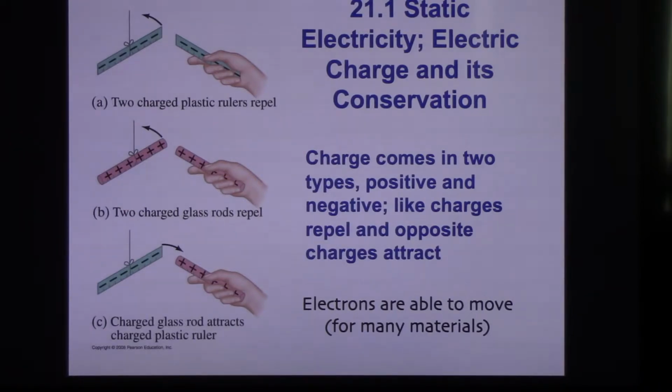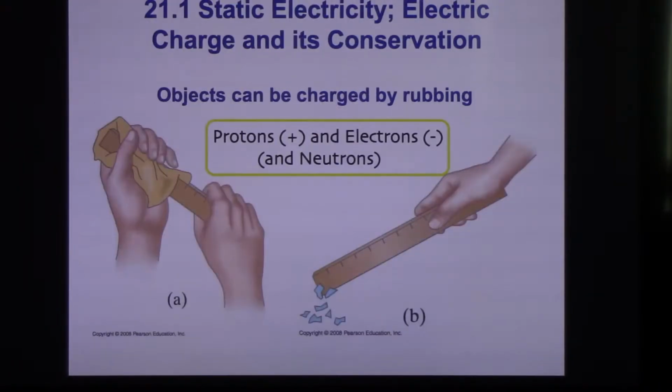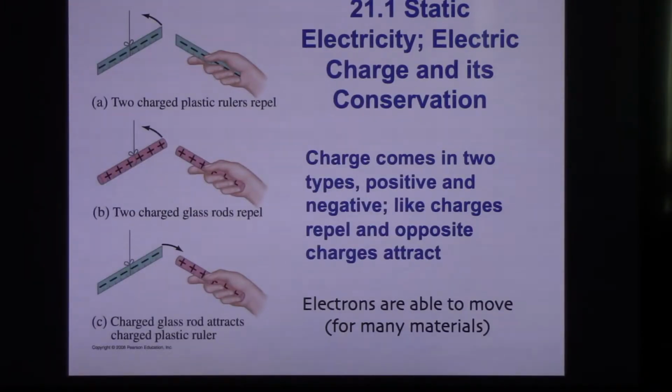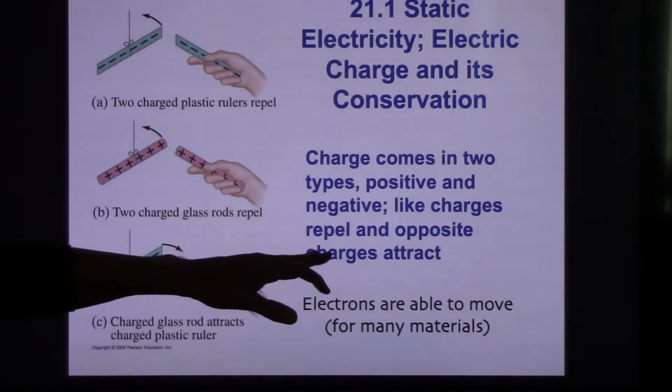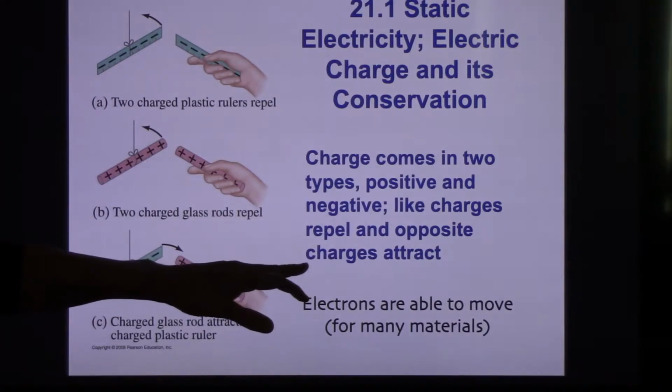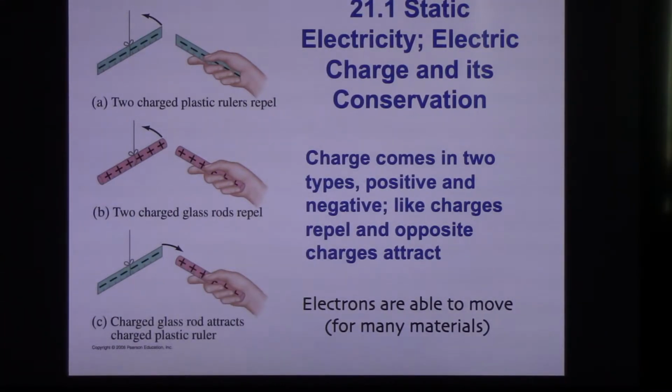Now, let's think, why is that happening? And it comes down to protons and electrons. So when we have an object that's positively charged, what we're saying is that some of the electrons have been removed, and that's what's making it positive. Now, protons, which are positive, push away from each other. Electrons, which are negative, push away from each other. So that's the idea of, if you have objects with the same charge, they will repel. But a proton and electron will attract each other.